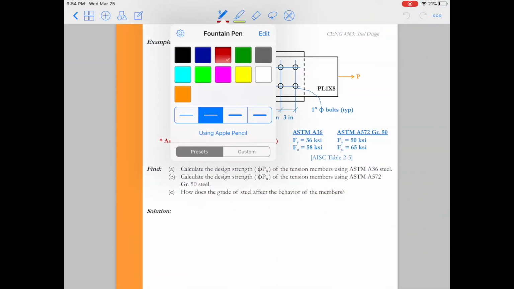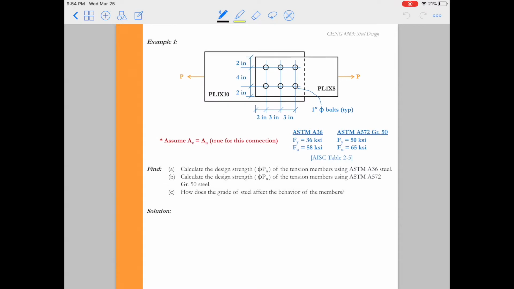So now we're going to solve example 1. Let's start with part A, which is going to be to calculate the strength of this connection, the design strength, assuming that all the plates are made out of A36 steel. Now, like we saw on the bridge there, we have to come up with an expression, and we're going to start with coming up with the yield capacity of these members.